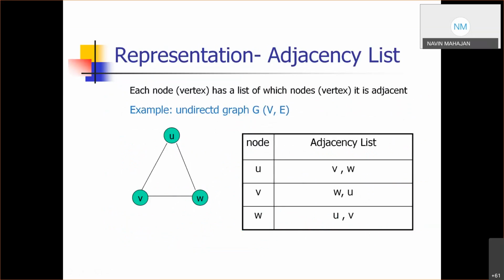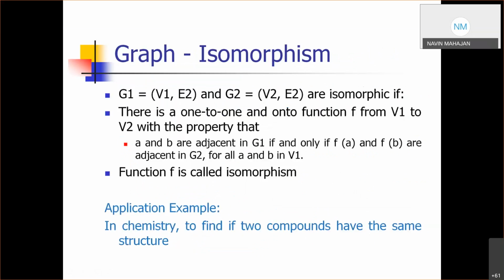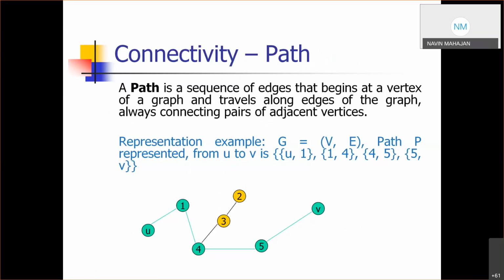So let me take isomorphism. We don't need path. So what is a path? Connectivity.